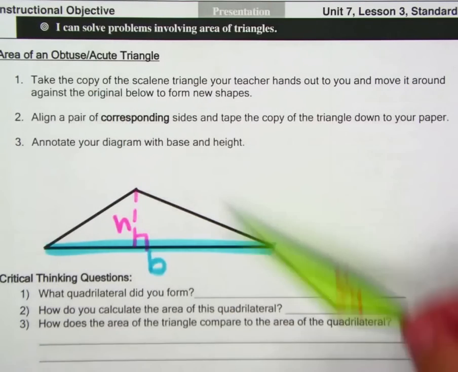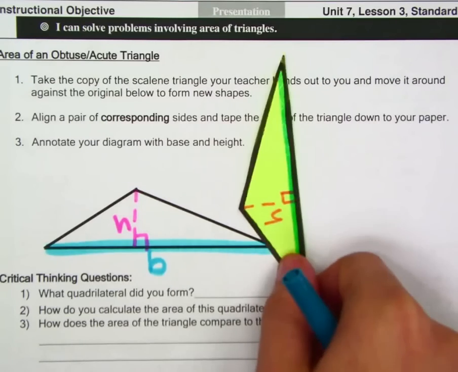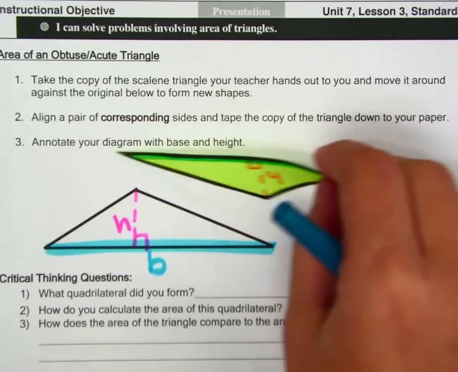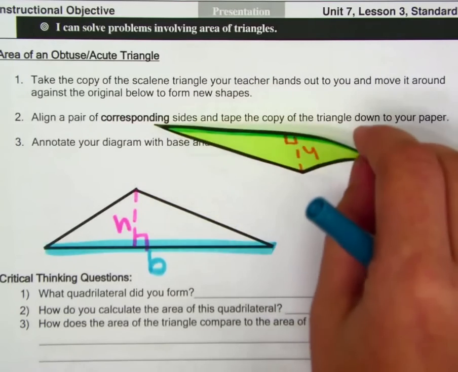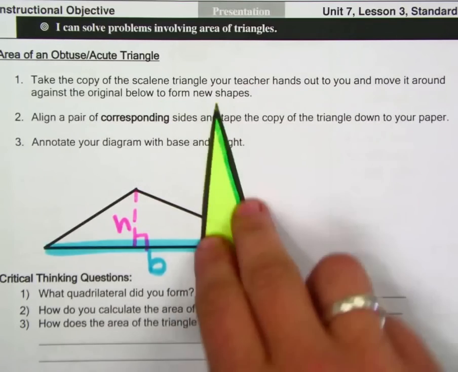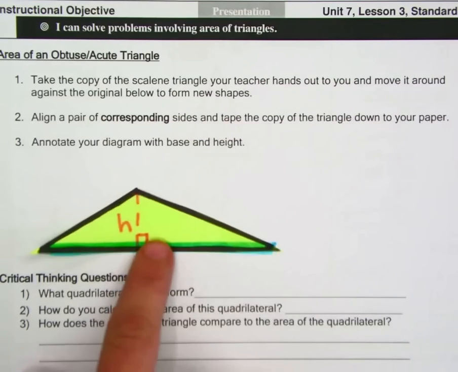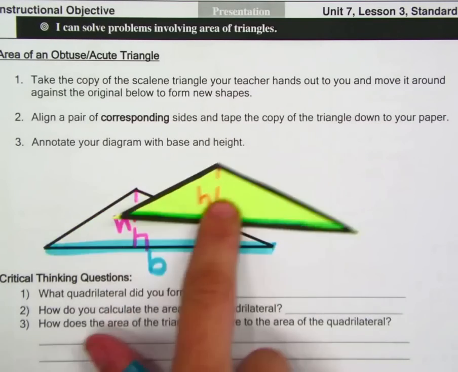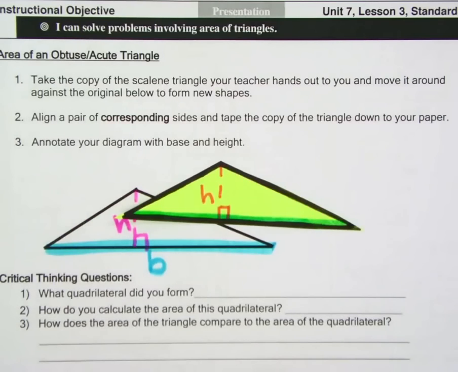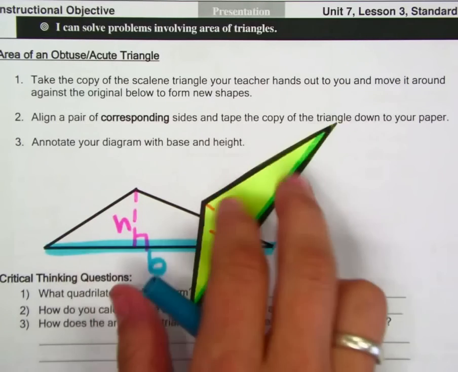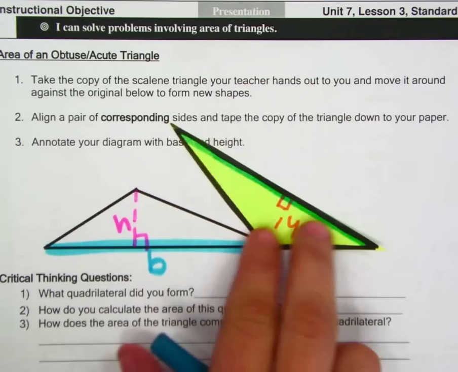So you should have a copy of a scaling triangle, and you'd move it around to try and form new shapes. So these two triangles are congruent, as you can see. Here are the bases and here are the heights. I've also highlighted them the same color so you can see them. I'm going to align the corresponding sides together, which means you have to flip it.